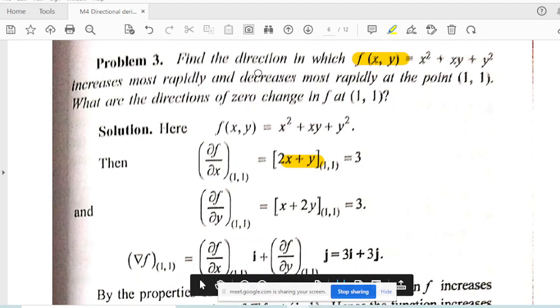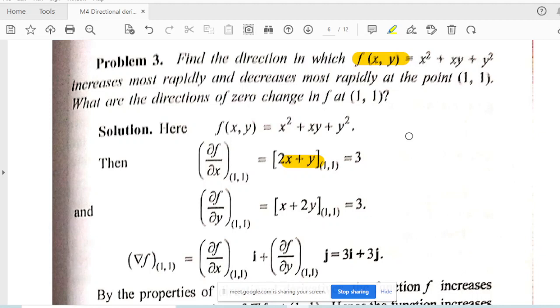We know that our directional derivative increases in the direction of grad f. That is our first property, that the directional derivative increases in the direction of grad f and decreases in the direction of minus grad f.